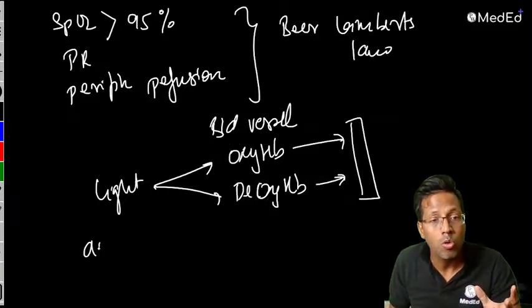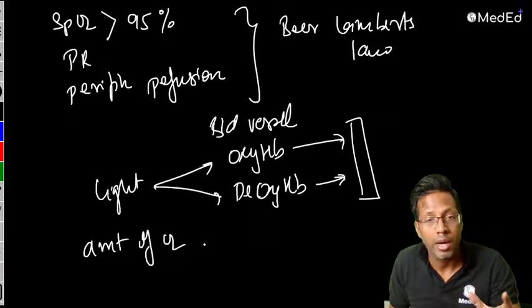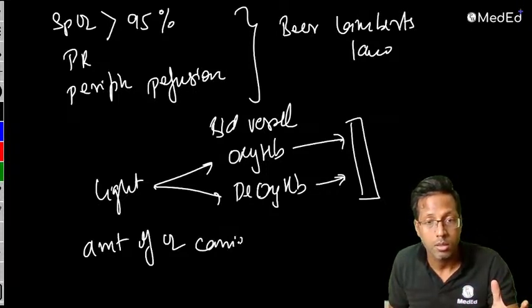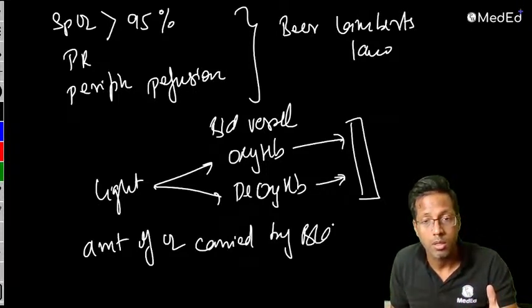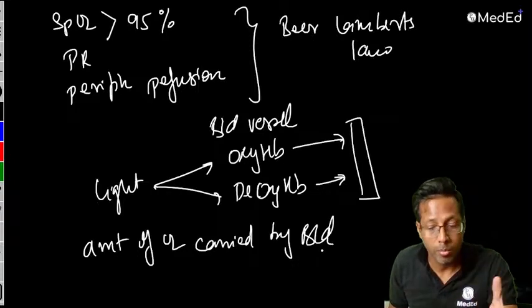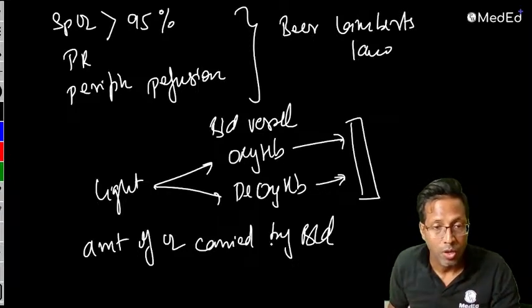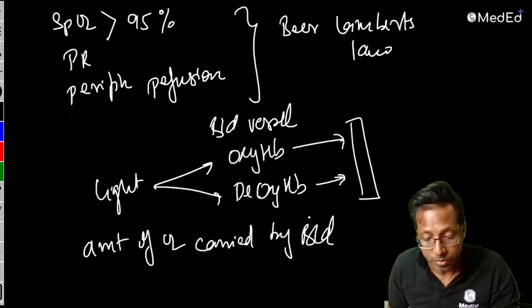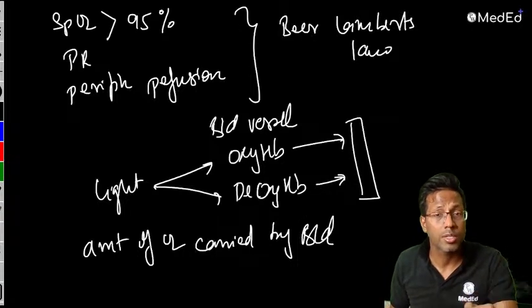SpO2 means the amount of oxygen carried by the blood, or the amount of oxygen present in the blood, which is called oxygen saturation. Okay, oxygen saturation. So this is the amount of oxygen carried in the blood.